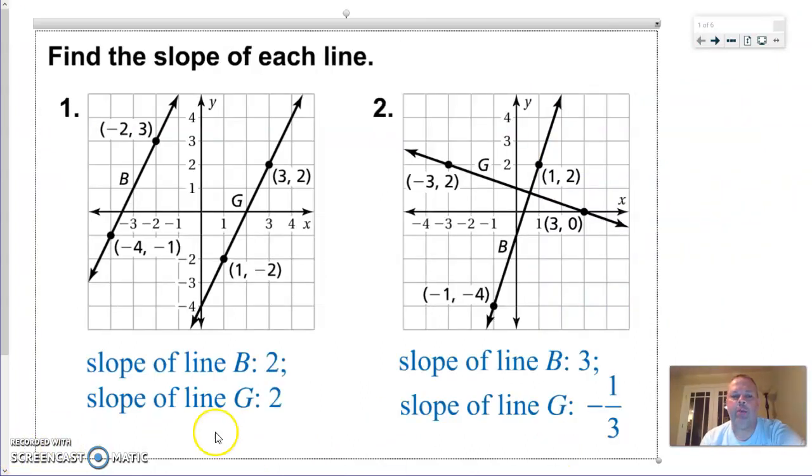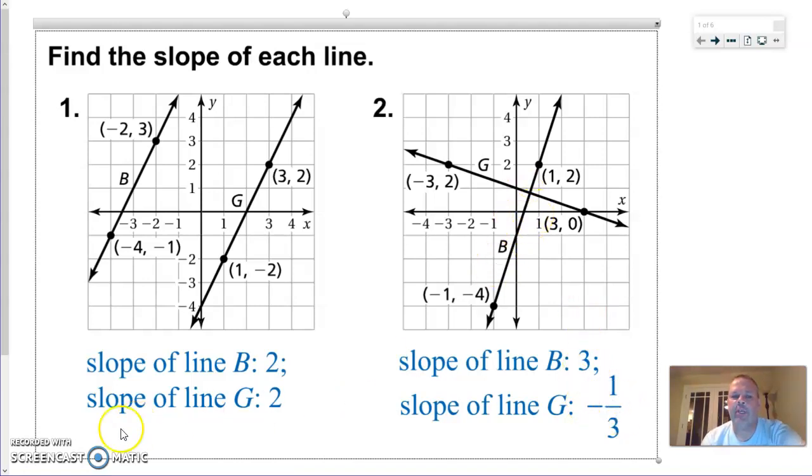Looking back at our opening problems, these had the same slope. These two lines are parallel. These two lines, 3 times negative 1/3, will equal negative 1, because we can say 3 over 1 times negative 1 over 3.